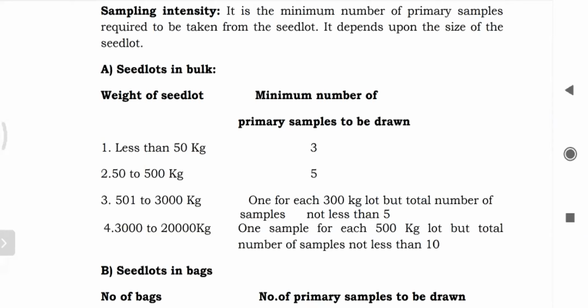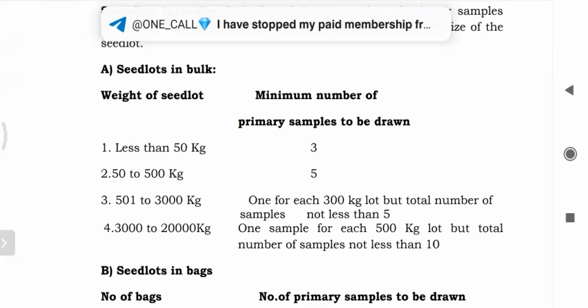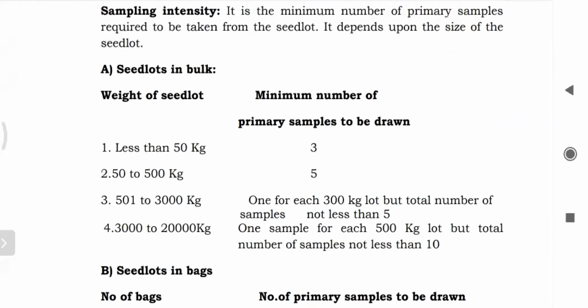If the lot is more than half a tonne but less than 3 tonnes, one sample for each 300 kg, but the total number of samples not less than 5. Then above 3000 kg, up to 20 tonnes, one sample for each 5 kg of samples, but the total number of samples not less than 10.